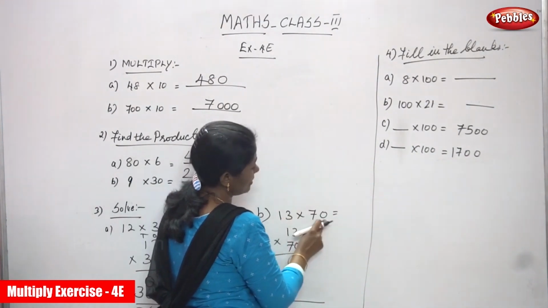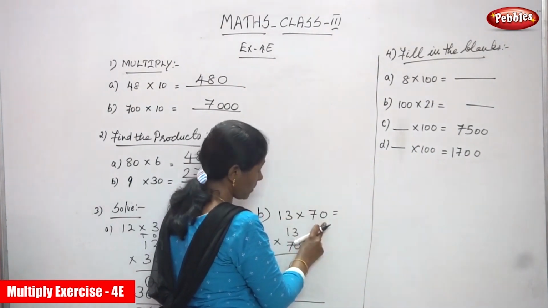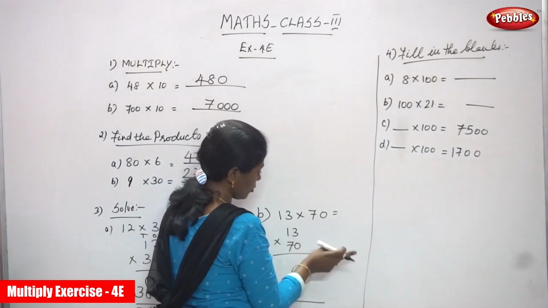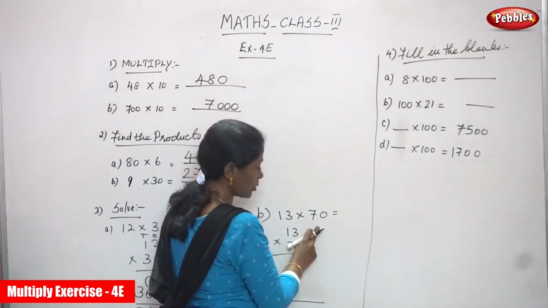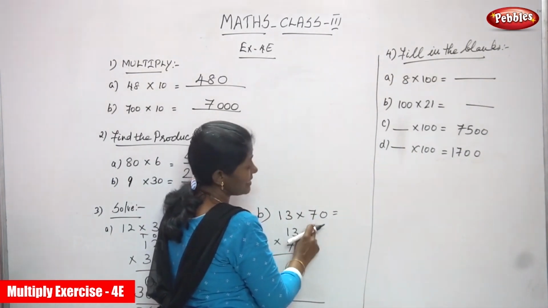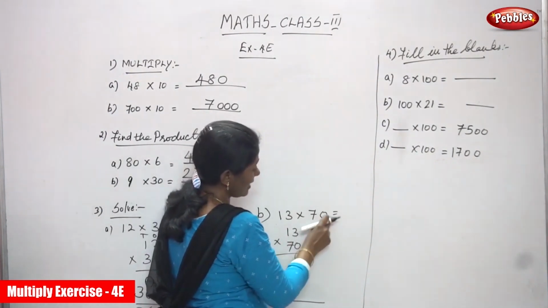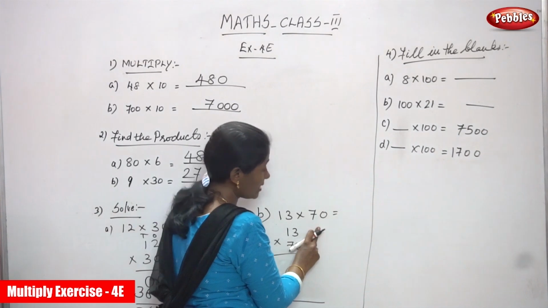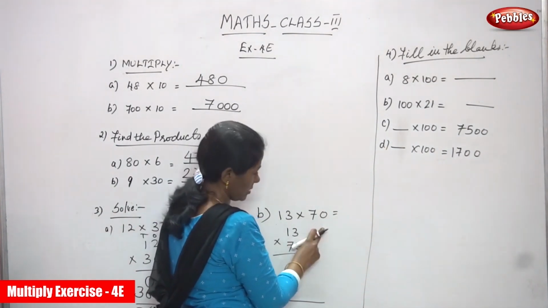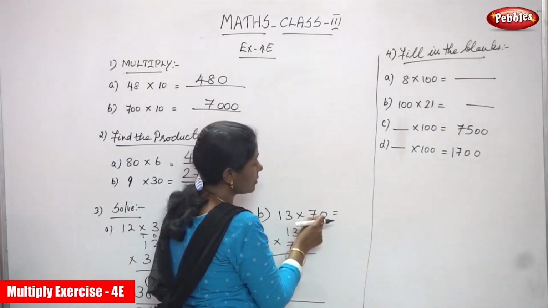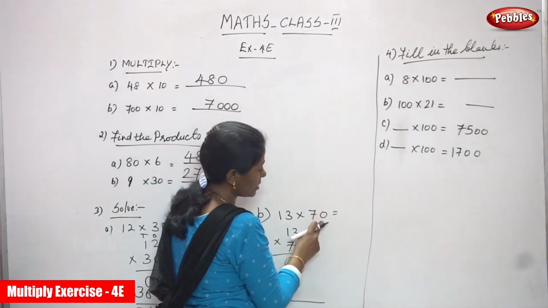13. 7 into 10, 70. You know that very well. 13 into 70 you are going to multiply. 70 means 70. So tens means that is 7 into 10 only, you can get 70. Otherwise we can call it as 7 tens. Here tens means only 1 zero comes.